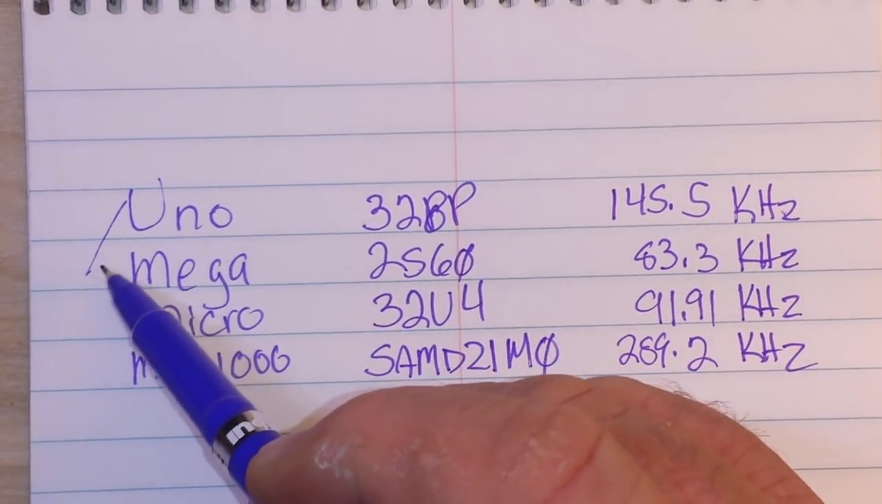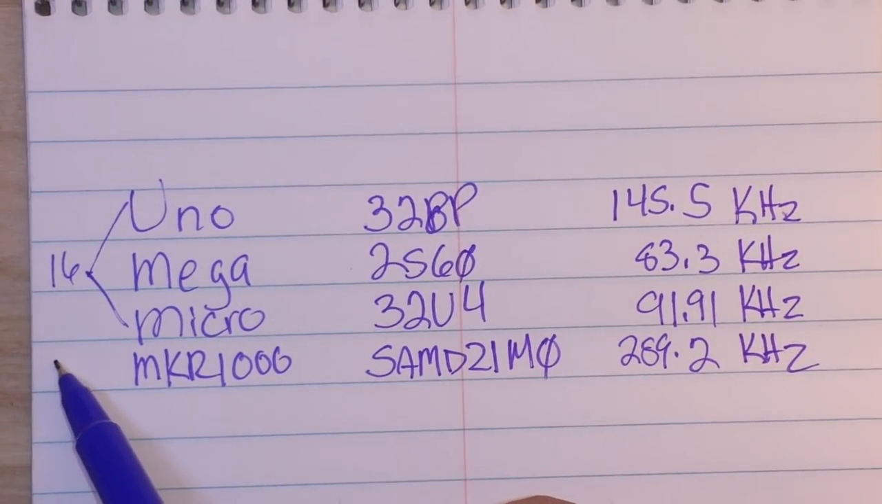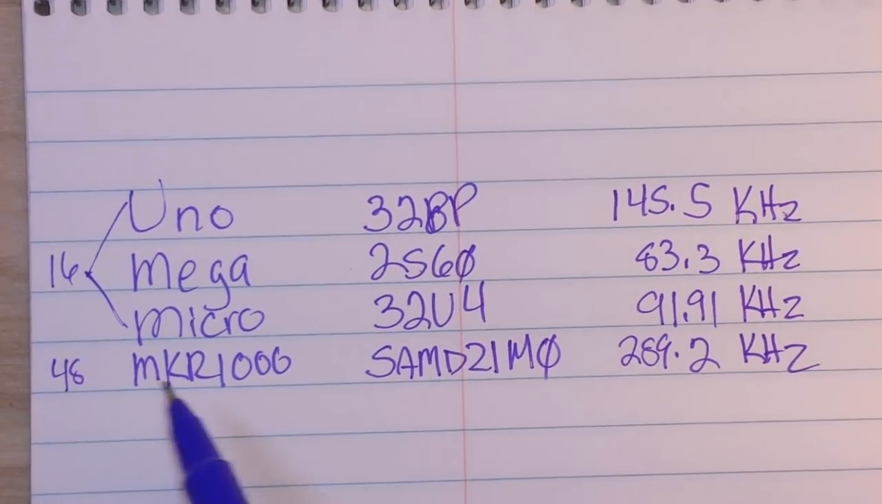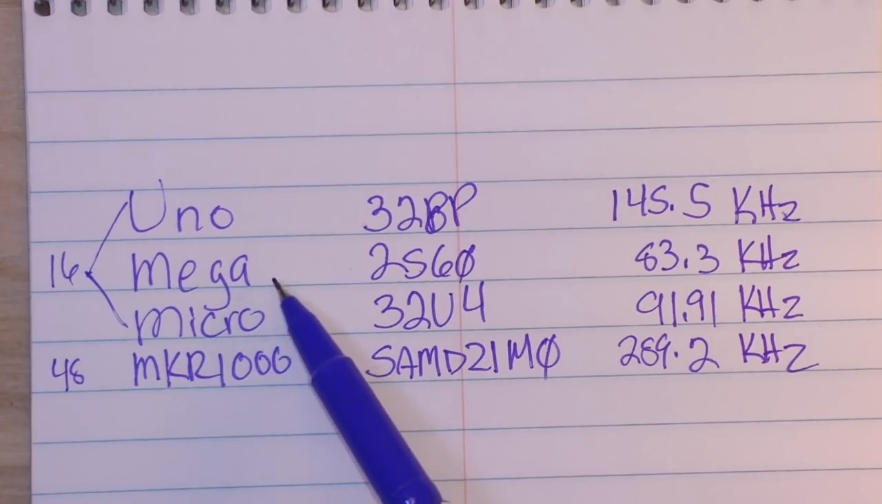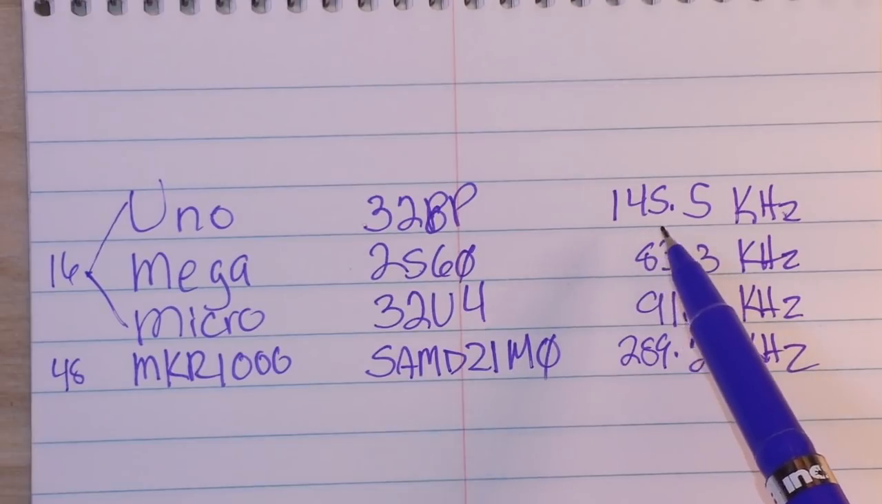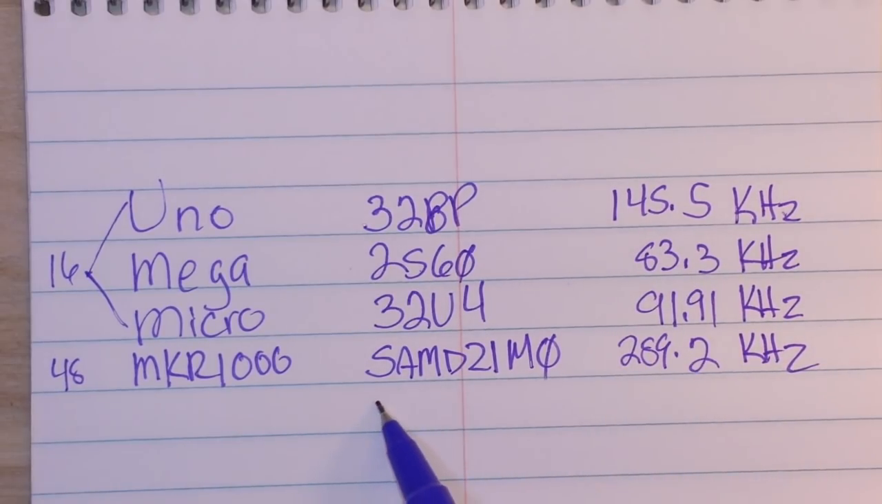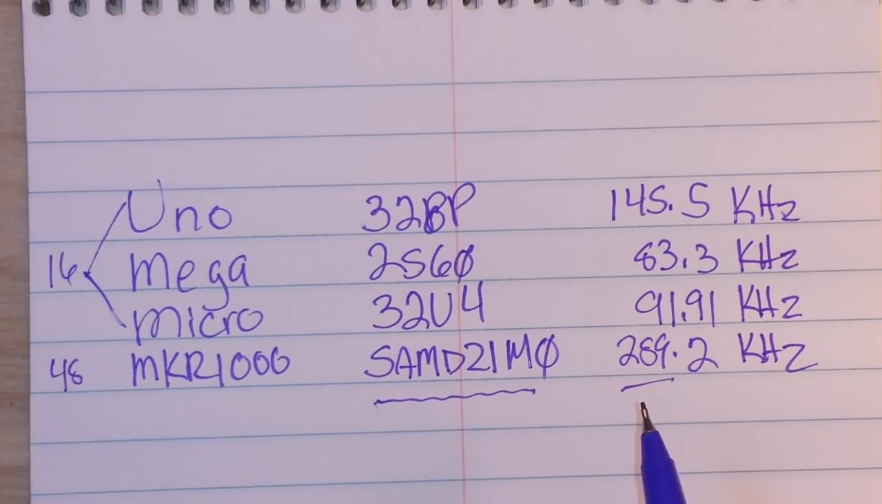So, all of these boards at 16 megahertz, and this one at 48 megahertz, all clocked in at different speeds. The Mega and the Micro, very close. The Uno, significantly faster. And of course, when we go up to the ARM processor, I mean, we're almost twice the speed. So I hope you found this helpful in figuring out what Arduino might be best for you.